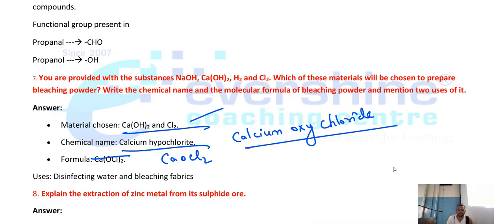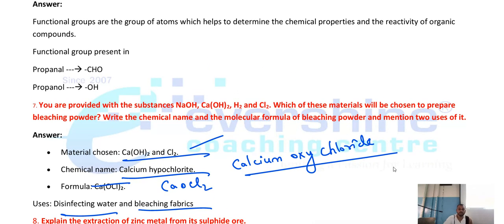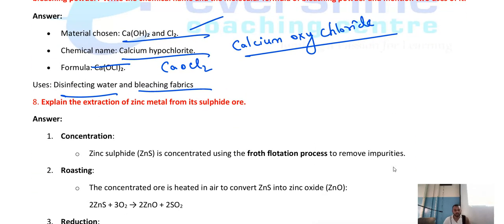Understood? It is used for bleaching fabrics, and it acts as a disinfecting agent for water, meaning drinking water free from germs. That is called disinfecting water. So these are the uses of bleaching powder. Any doubts? Next question.